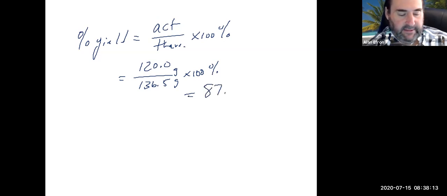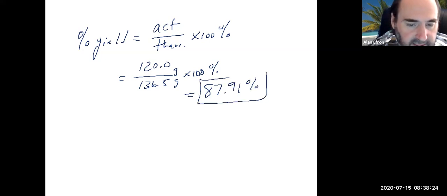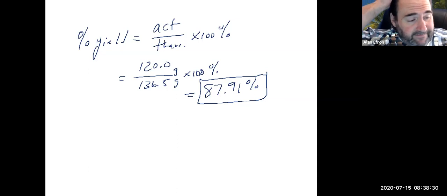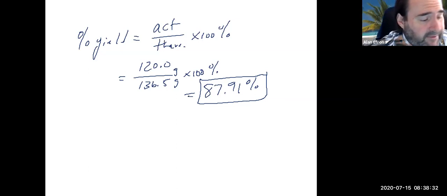87 point, let's see, use the actual numbers here. 87.91% as our percent yield. Not terrible, maybe not the greatest, but not horrible. Remember, percent yield, you're shooting for, probably won't get 100%, but in that ballpark is pretty good. Obviously a very low percent yield means the reaction didn't go very well.